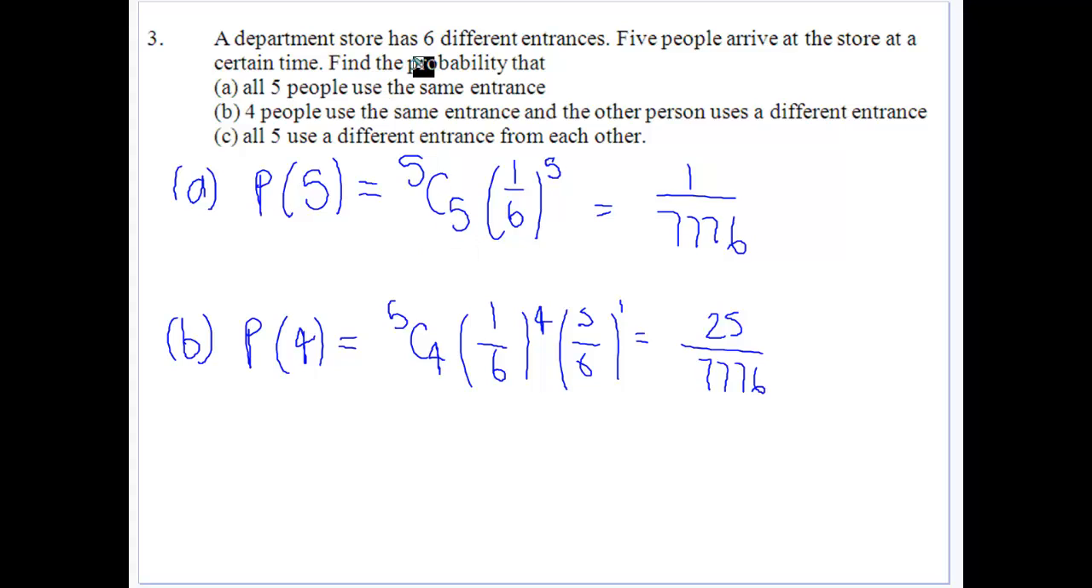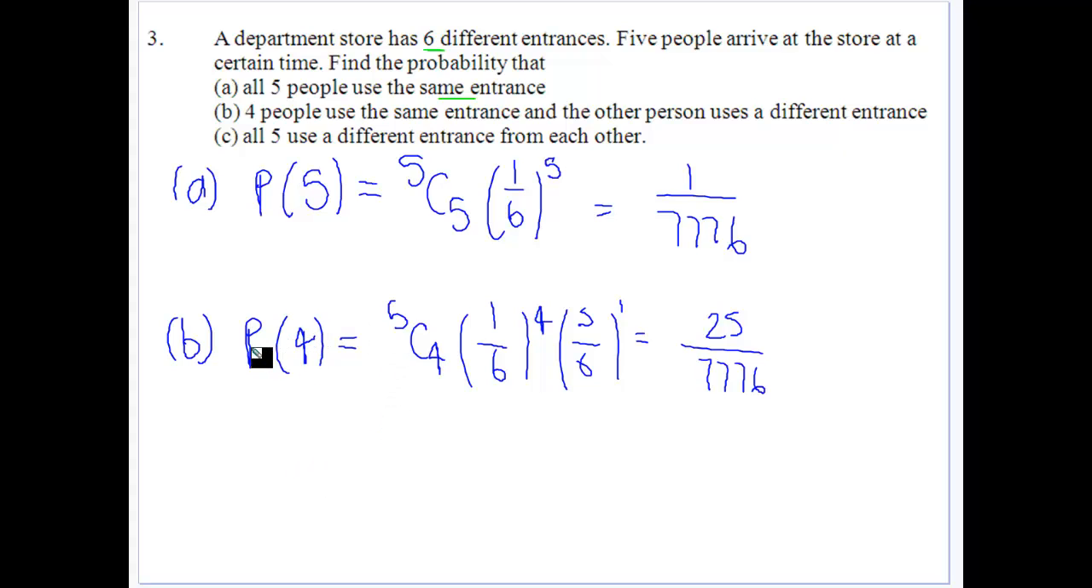This time we have a department store with 6 entrances, and 5 people arrive at the store at a certain time. What's the probability that all 5 people use the same entrance? Well, they've got different entrances, so they've got 1/6 of a chance to use a particular entrance. So using that entrance, 5C5, 1 on 6 to the power of 5, you've got 1 in 7,776 chances that they would do that, because that's the amount of different ways we could do it.